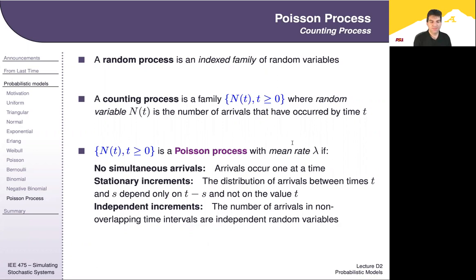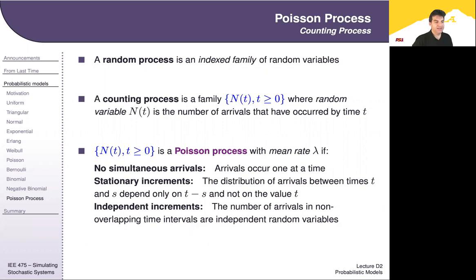And so what this means is that the number of arrivals in non-overlapping time intervals are independent, which means the random variable representing the number of arrivals between 5 minutes and 6 minutes is independent of the random variable that represents the number of arrivals between 10 minutes and 11 minutes. So knowing how many people arrive between 5 minutes and 6 minutes doesn't give you any ability to bet and win on guessing how many people are going to arrive between 10 and 11 minutes. They're independent from each other.